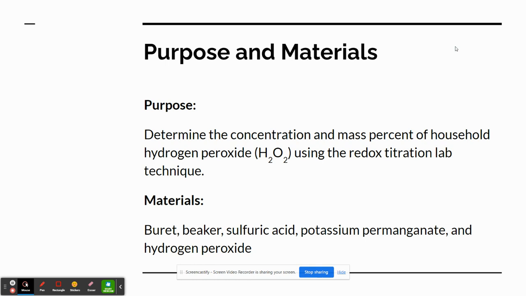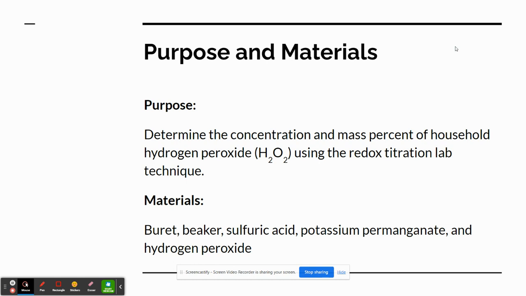So we're pulling back a little bit of stoichiometry with concentration. Remember, concentration and molarity is the same thing. And mass percent, remember that that's part over whole when we're looking at masses of the household hydrogen peroxide. So that's H2O2 using the redox titration lab technique.